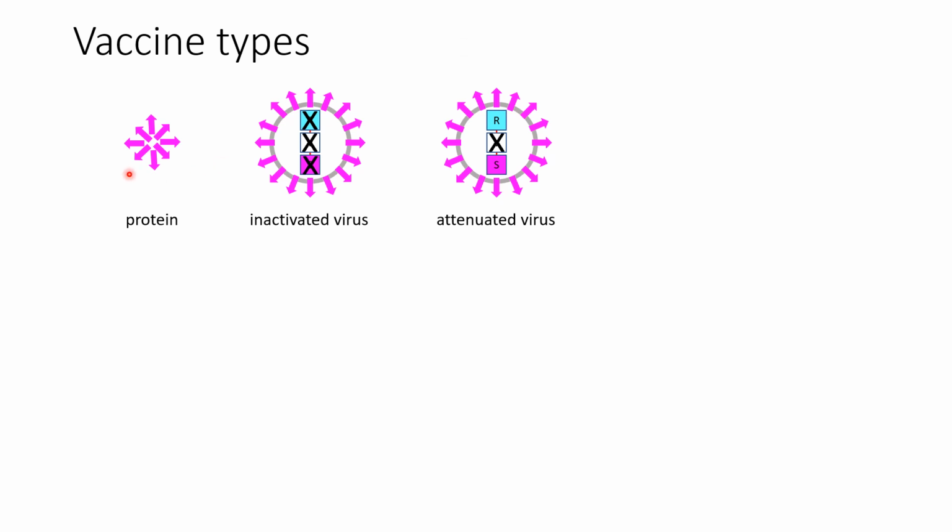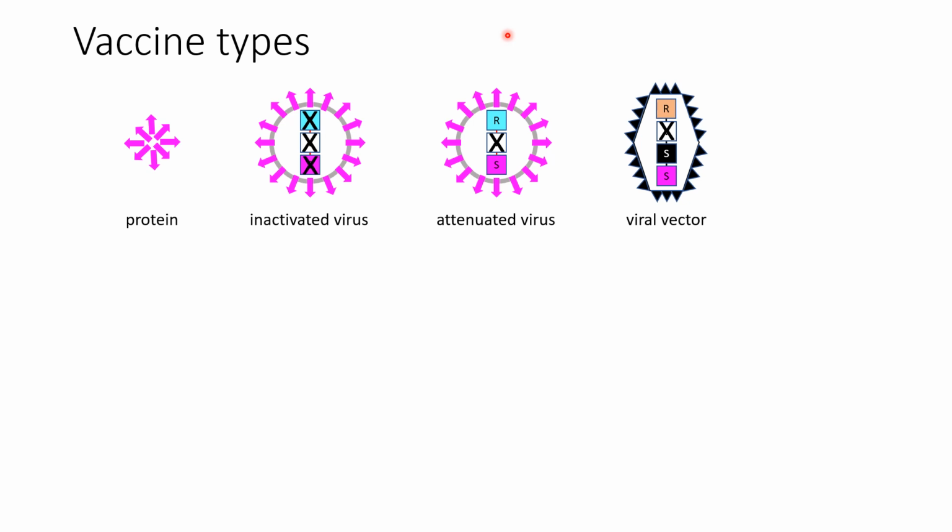A third type is a protein vaccine. And in this case, we simply identify what we believe will be an appropriate immunogen. I've represented that here as this structural protein that we think if we could make an antibody to that, we could confer immunity. And using genetic engineering techniques, simply make a large amount of just that protein and inject it into a recipient. Hopefully they'll mount an immune response to that and be immune to infection.